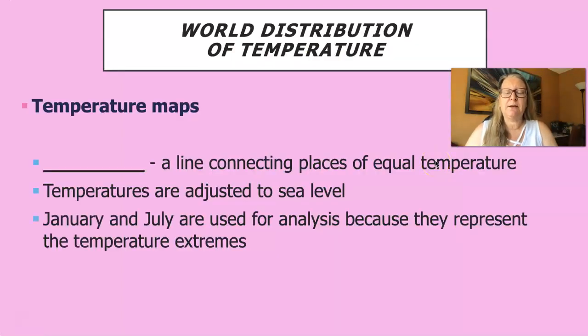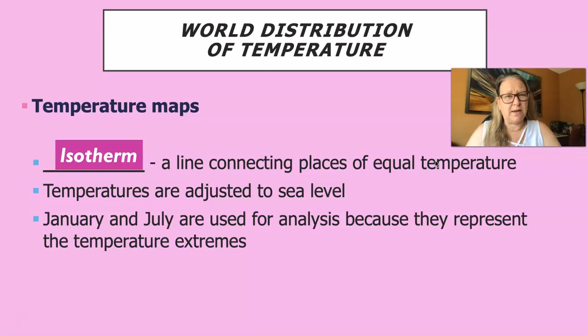We're going to finish up by looking at world distributions of temperature. And on temperature maps, lines of equal temperature are called isotherms. They're adjusted to sea level because places that are high in the mountains would be abnormally cold. And we use January and July for the temperature extremes.